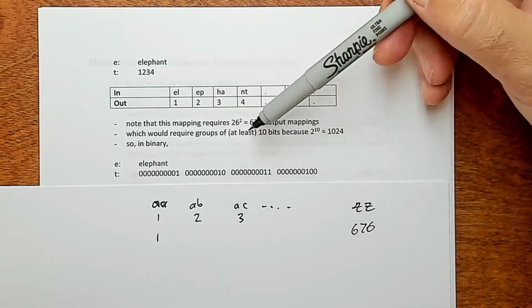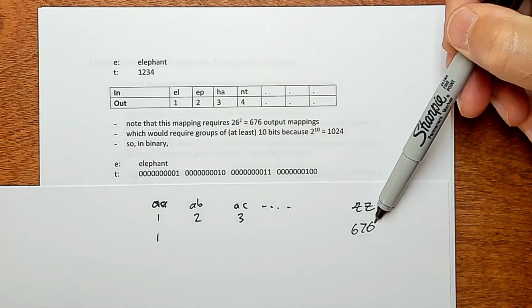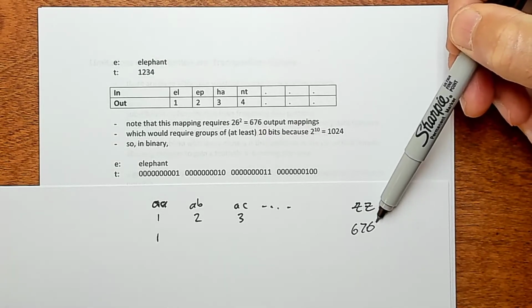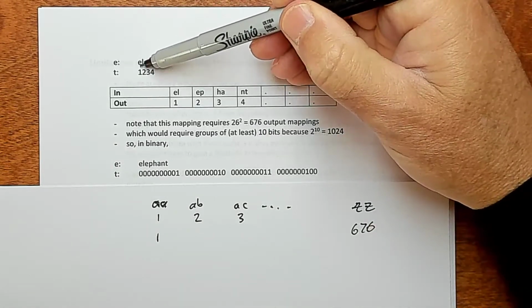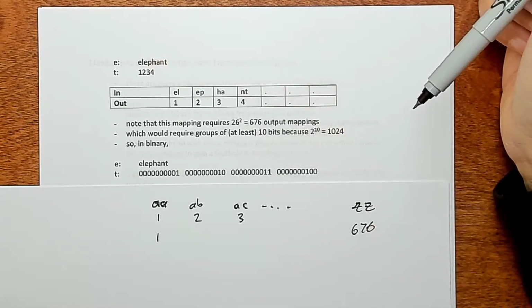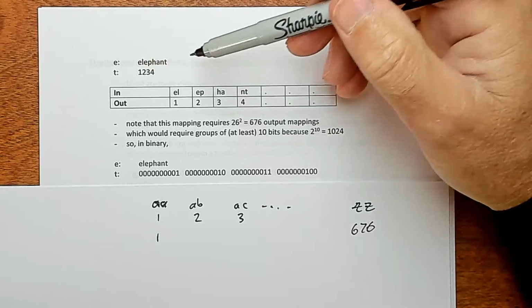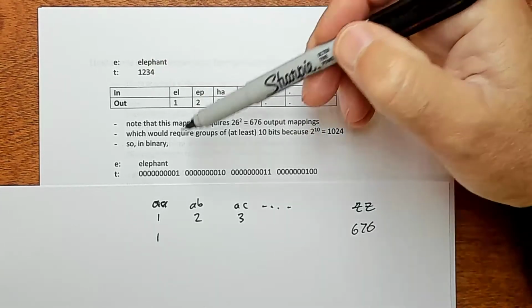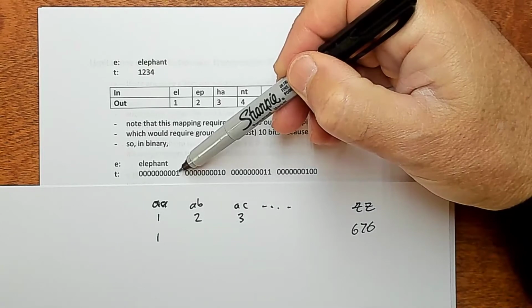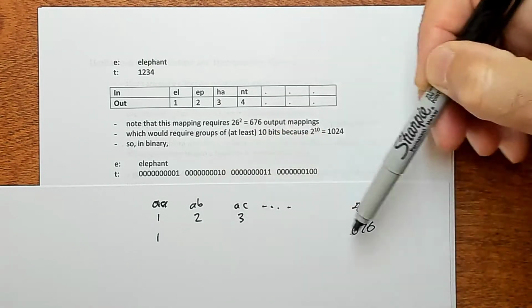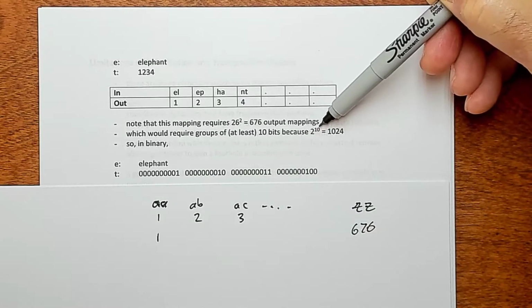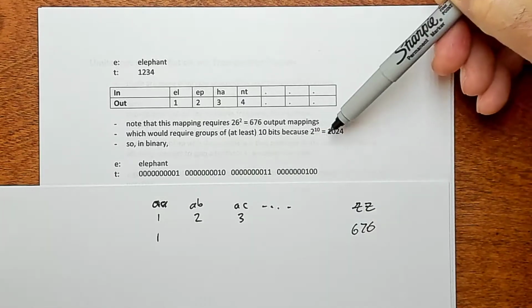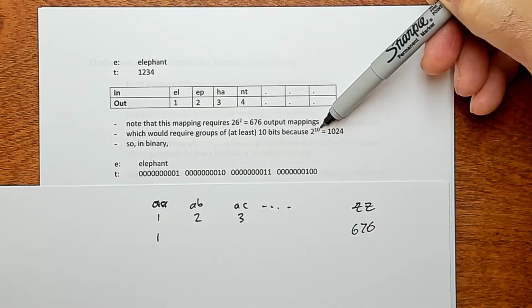So if there's 676 patterns, there's 676 2-letter combinations. So I need to be able to represent a value up to 676. So I need at least 10 bits, because 2 to the 9th would be 512. It's not big enough. So I need 10 bits.